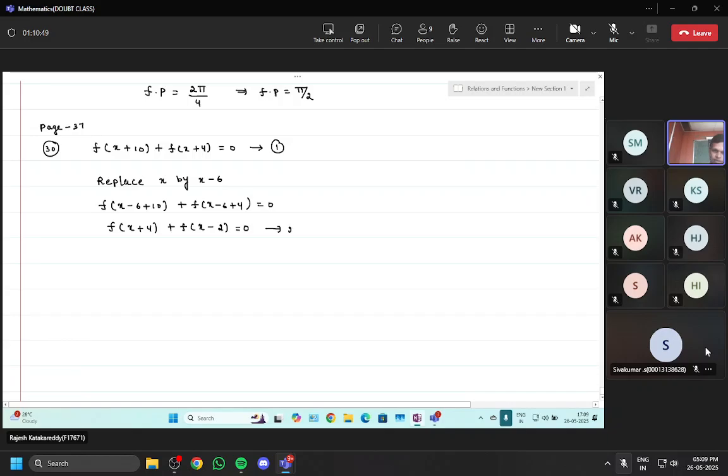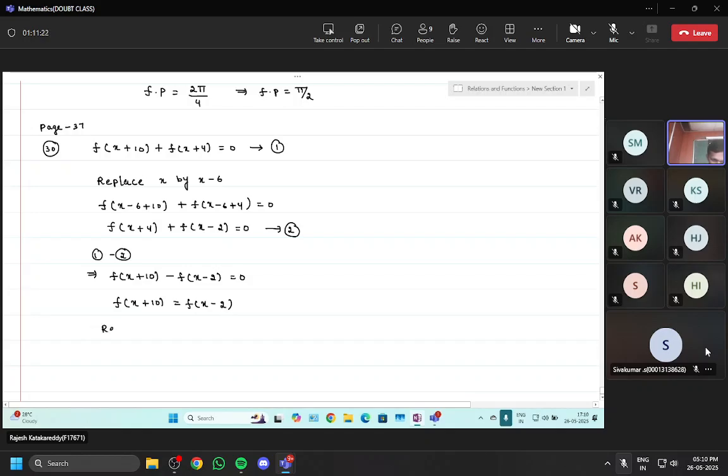Writing equation 2. Now if I do subtraction, 1 minus 2 implies, what will I get? f of x plus 10 minus f of x minus 2 is equal to 0. Now I have a relation: f of x plus 10 is equal to f of x minus 2. Again, if I can create f of x is equal to f of x plus t, I'm done here. I'll have my fundamental period.